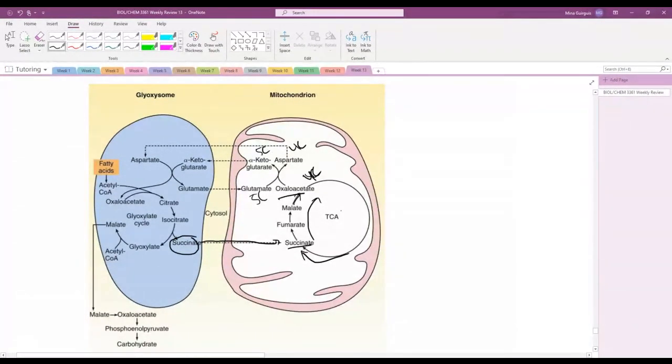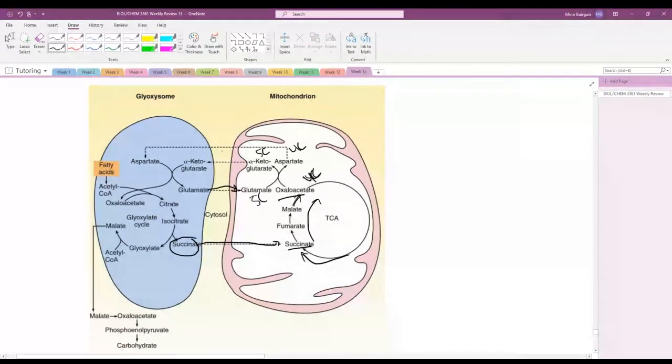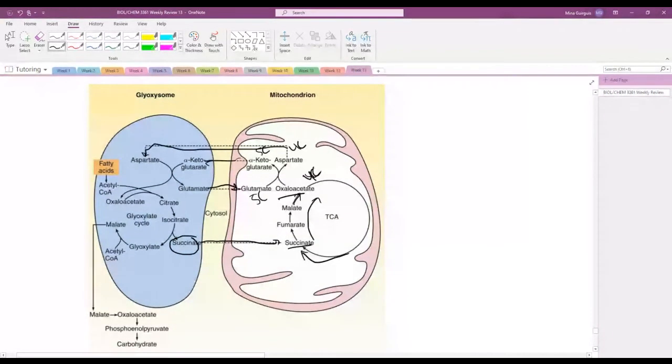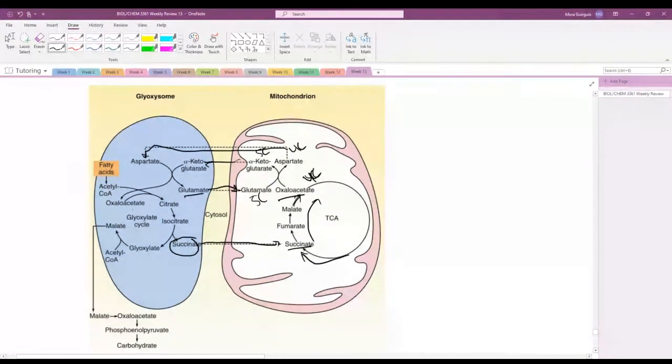So we're never changing our carbon number. It's just we're converting them into forms that can travel between the glyoxysome and the mitochondria. So glutamate we get from the glyoxysome. Aspartate and alpha ketoglutarate transfer back into the glyoxysome. Okay, and then this exact same reaction is undergone here as we just did over there, but backwards. So now rather than converting to aspartate and alpha ketoglutarate, we're going to convert these guys into glutamate and oxaloacetate.